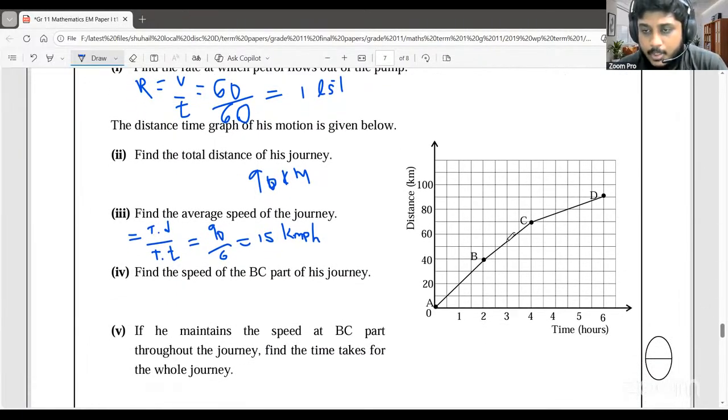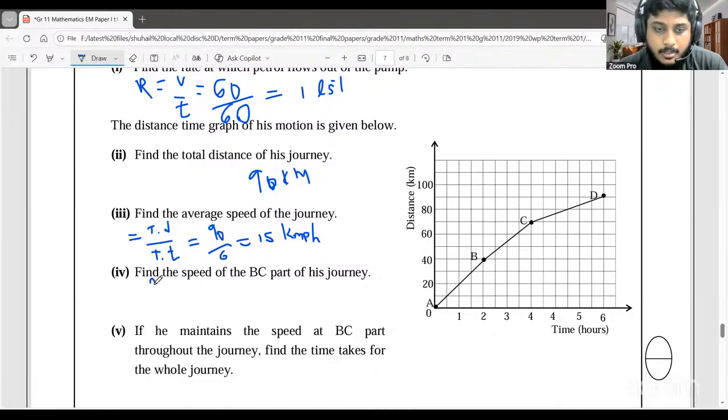Right. Find the speed of the BC part of the journey. BC part means from here to here. So you can see this is 40, this is 70. 40 to 70 is traveling 30 kilometers. 30 kilometers within 2 hours.